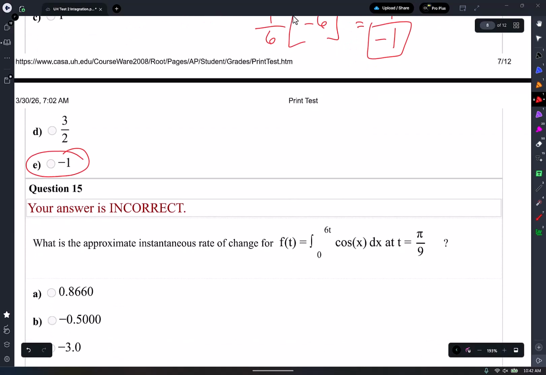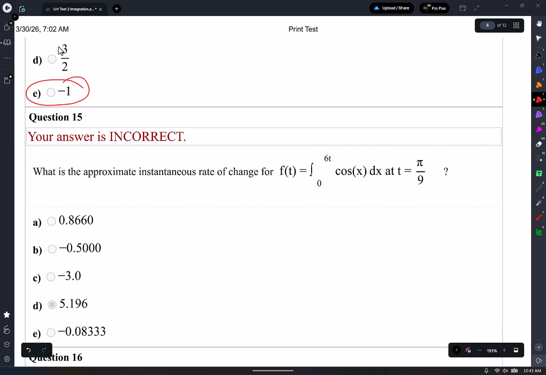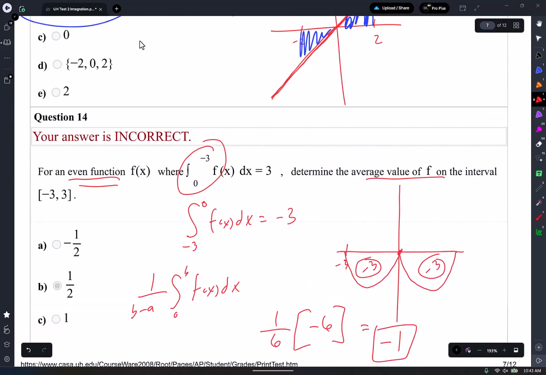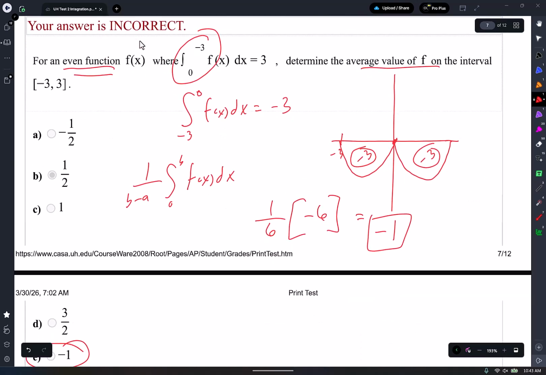Yay, we're almost done, guys. We got 10 more. See, you need a calculator for this one. Yeah, but you're going to use a calculator for the rest.